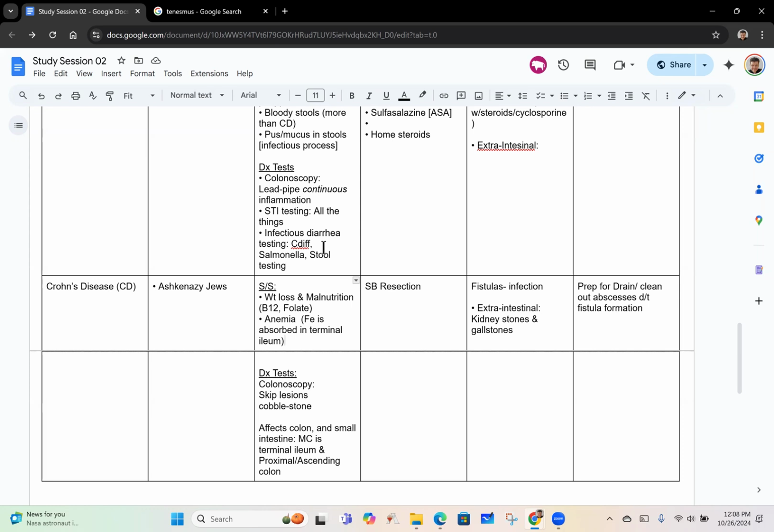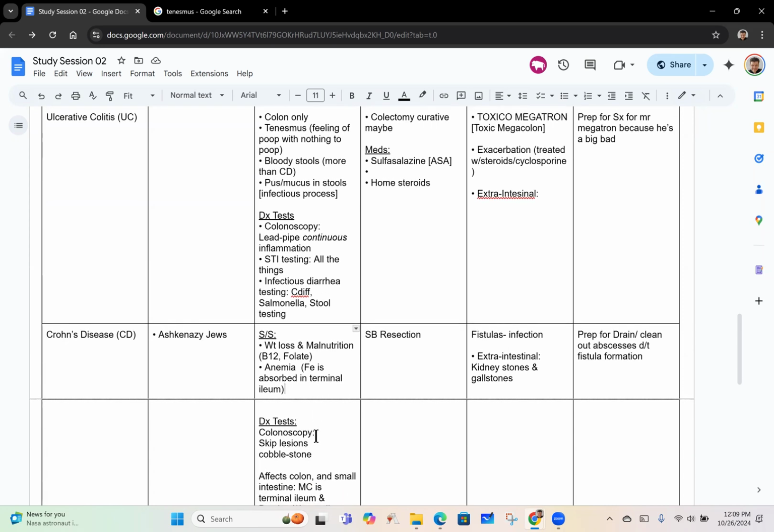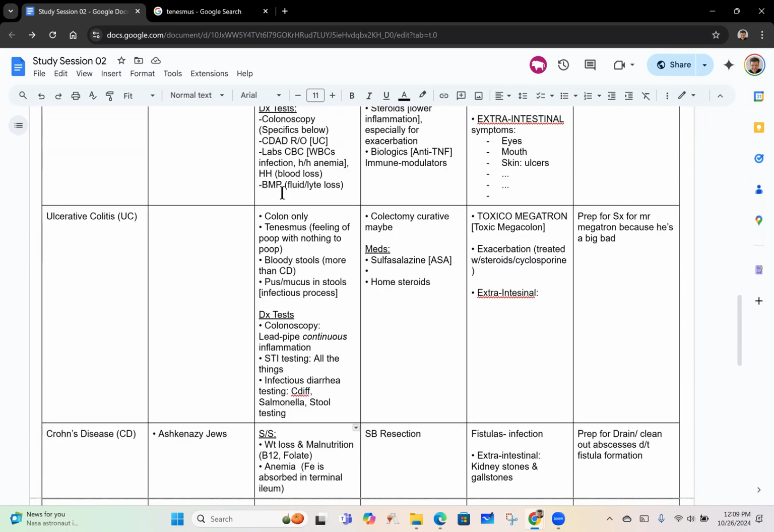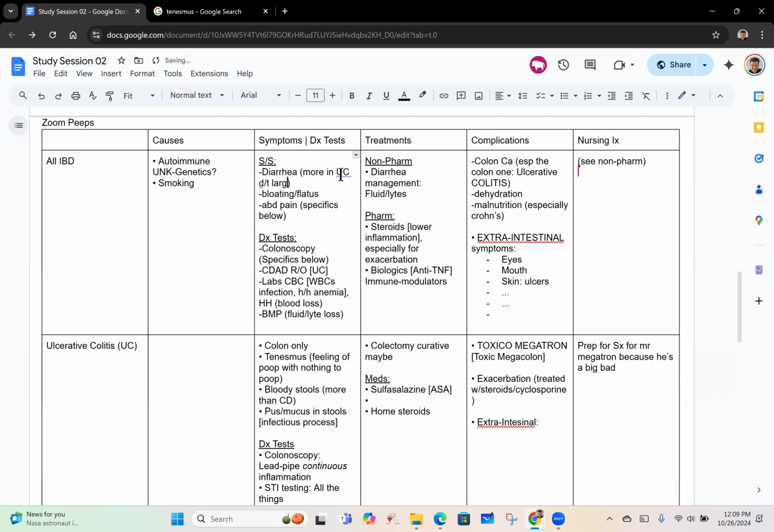Okay, since the small intestine is involved, you can't absorb your fats as easily, so you can get some steatorrhea too. All right, anything else we're missing from symptoms? So there's more diarrhea in ulcerative colitis, right? Because it's affecting, so let's put more in UC, because it's affecting the large bowel, and the large bowel absorbs water, right? Due to large bowel.